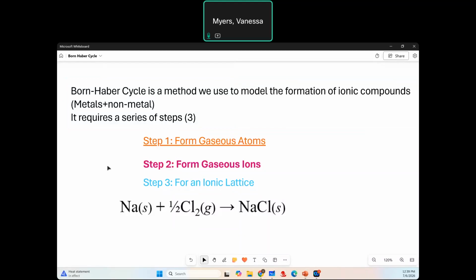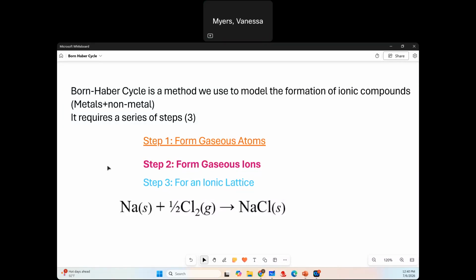Everybody. So today we're going to talk about what the Born-Haber cycle is really quickly, and then how to solve the problem that we see in front of us, which is sodium metal plus 1/2 mole of chlorine gas yields sodium chloride solid. So what the Born-Haber cycle is, it's just this methodology that we use to try to make sense of the enthalpy of reaction for a lattice compound, specifically an ionic compound.